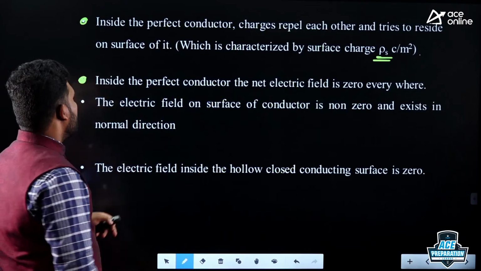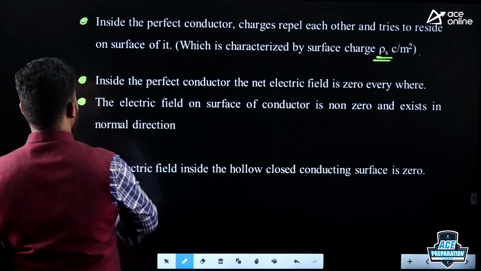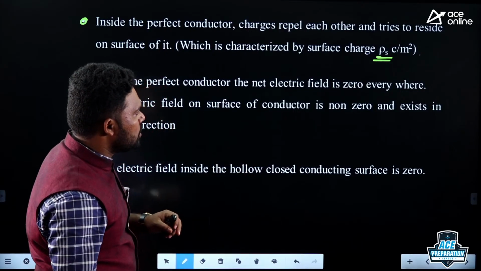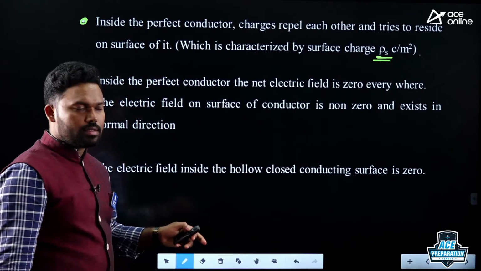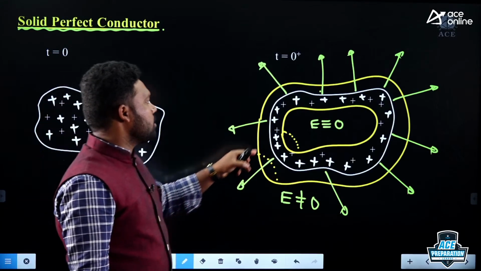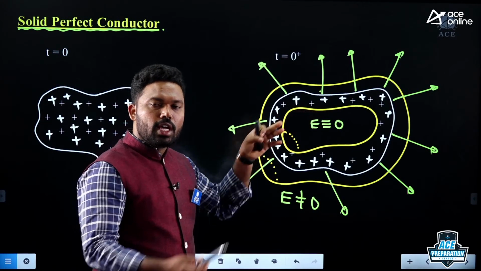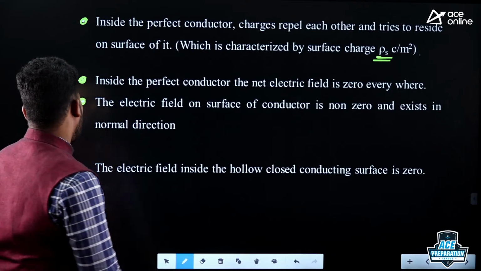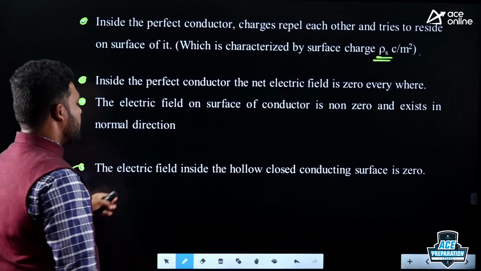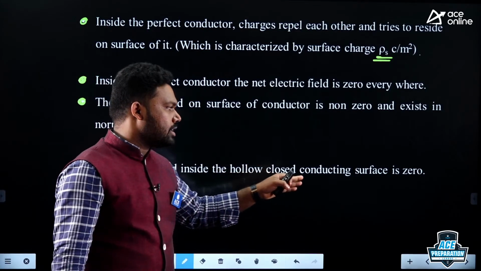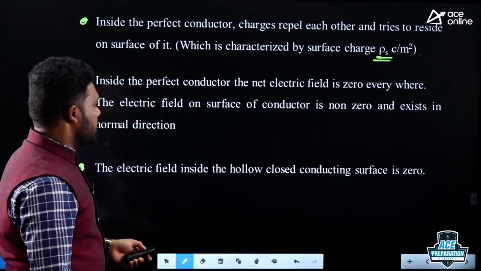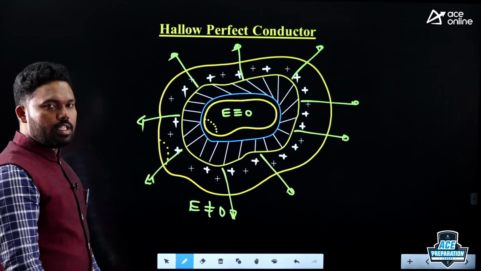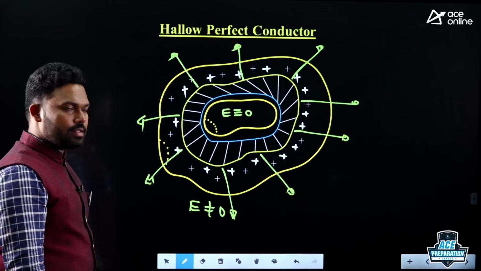Point number 3. The electric field on the surface of the perfect conductor is non-zero and exists in the normal direction. So on the perfect conductor, how is the electric field? Non-zero, and it is in the normal direction. Next, last point. The electric field inside the hollow closed conducting surface is 0. It is a hollow one, inside it is 0. It is generally called shielding, isn't it?